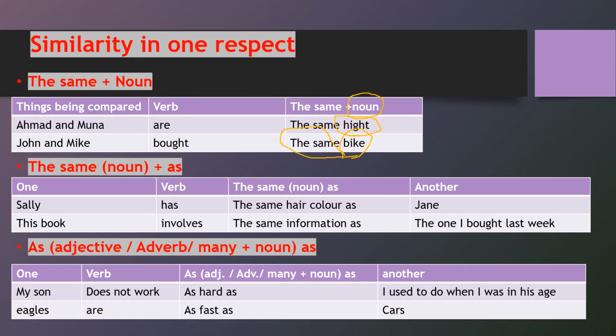Here we have got "the same, something, as". That is, the only difference is adding the word "as". But look how it is going to change. The word "as" is going to change the structure. It's going to change the structure totally.